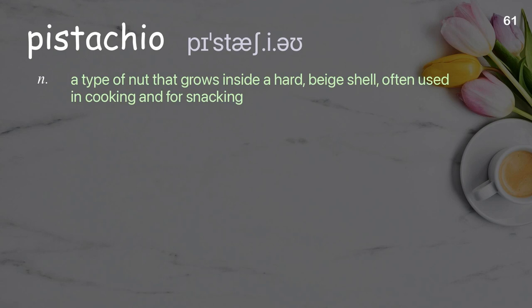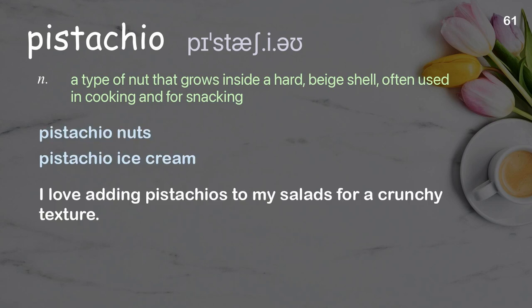Pistachio. A type of nut that grows inside a hard, beige shell, often used in cooking and for snacking. Examples: pistachio nuts, pistachio ice cream. I love adding pistachios to my salads for a crunchy texture.